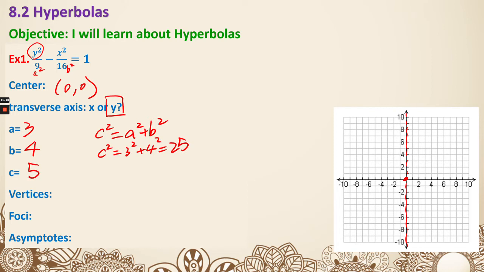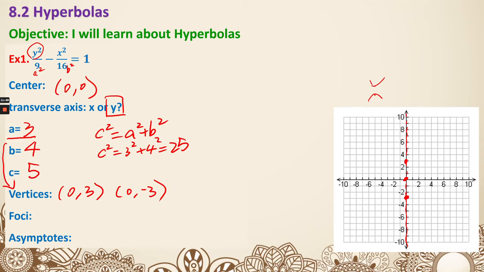Next, my vertices. My a's are going to be my vertices. Since it's a vertical transverse axis, my vertices would be 0, 3, and 0, negative 3. So right here, 0, 3, and 0, negative 3. Okay, I can actually kind of know where my curve is going to be. It's going to be this way, with the vertices being 0, 3, and 0, negative 3.